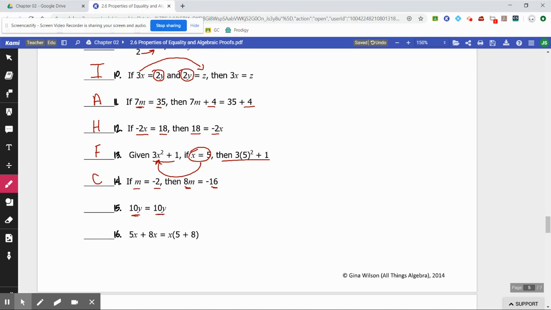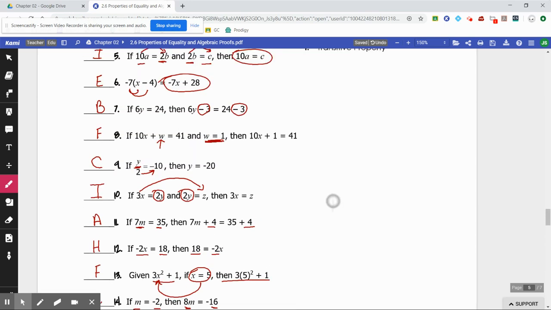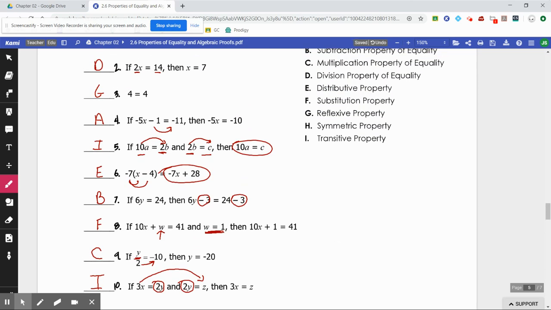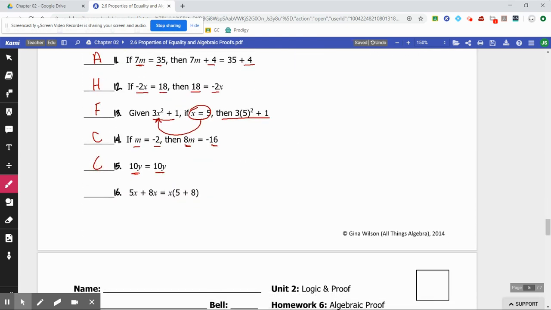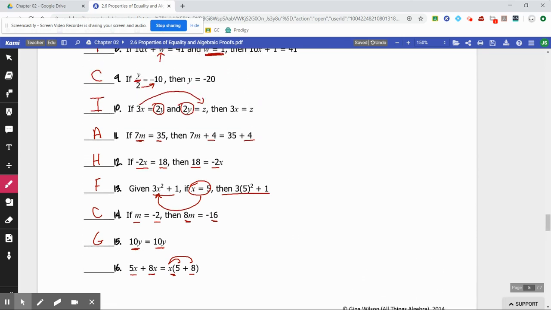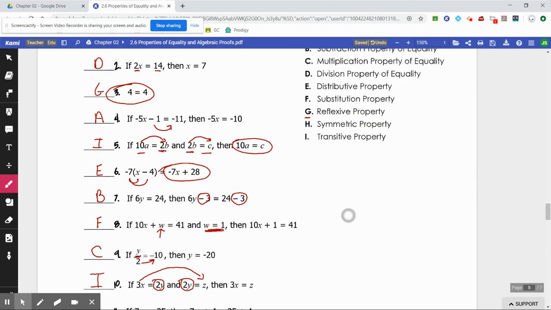Anything is equal to itself. Any number is equal to itself. Any variable is equal to itself. Just like on number 3, that is the reflexive property, G. And finally, number 16, if 5x plus 8x is equal to x times 5 plus 8, if you work it backwards there, that is the distributive property. And that was E.